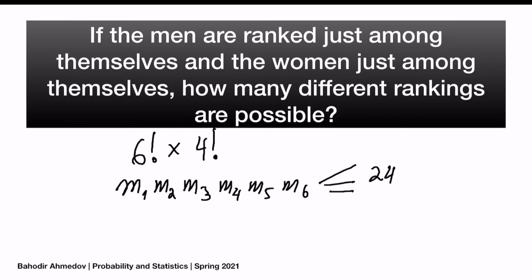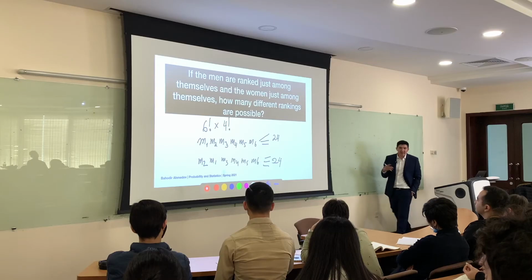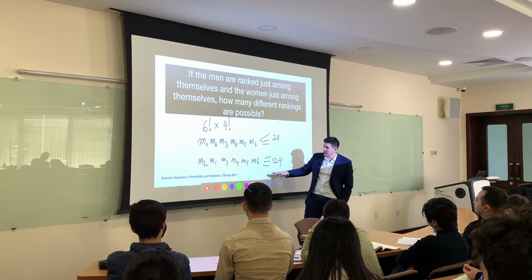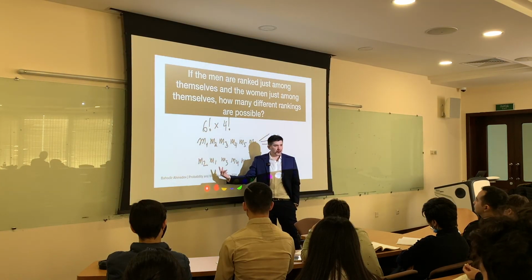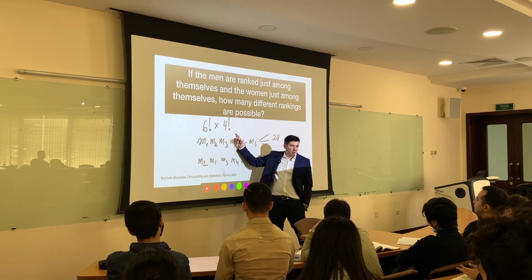F1, F2, F3, F4, F2, F1, F3, F4, and so on. Okay? But if you just change one of them, so if you just make this M2, M1, M3, M4, M5, and M6, it is going to be again 24 cases. And these 24 lists are going to be different from the previous 24 because these two positions are changed. Okay? So that is why we are going to multiply 6 factorial by 4 factorial.